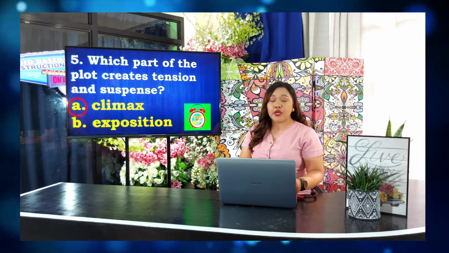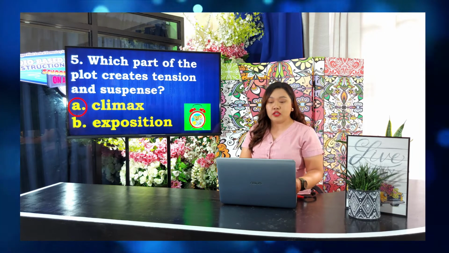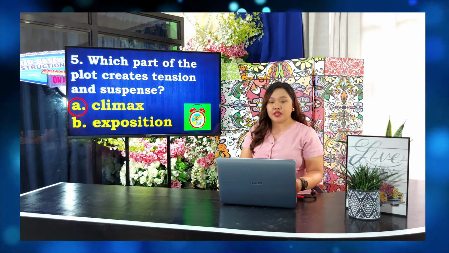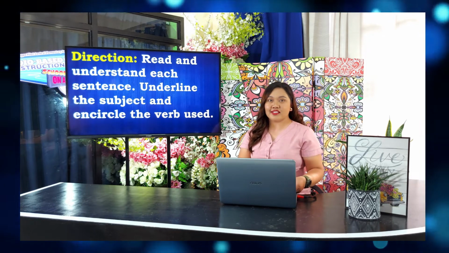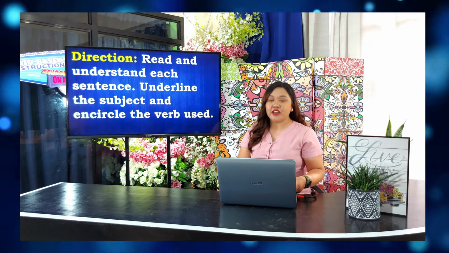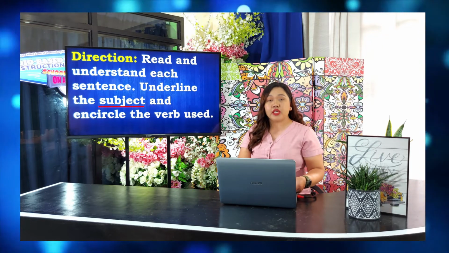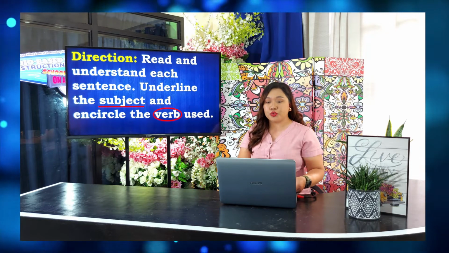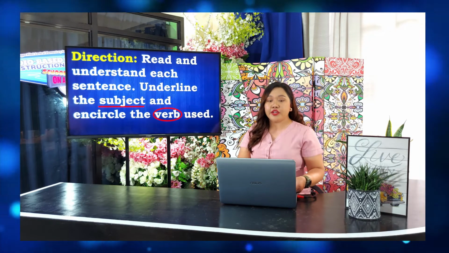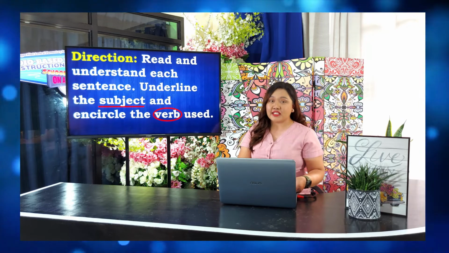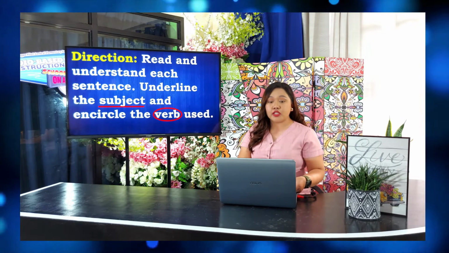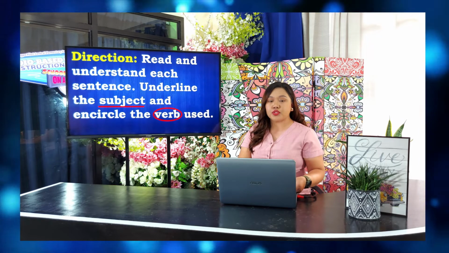Now, to give you a glimpse of our new lesson, let us try to answer this activity. Direction. Read and understand each sentence. Underline the subject and encircle the verb used.